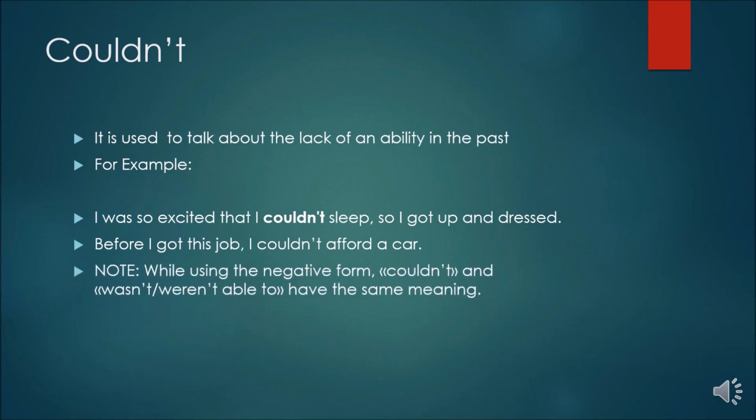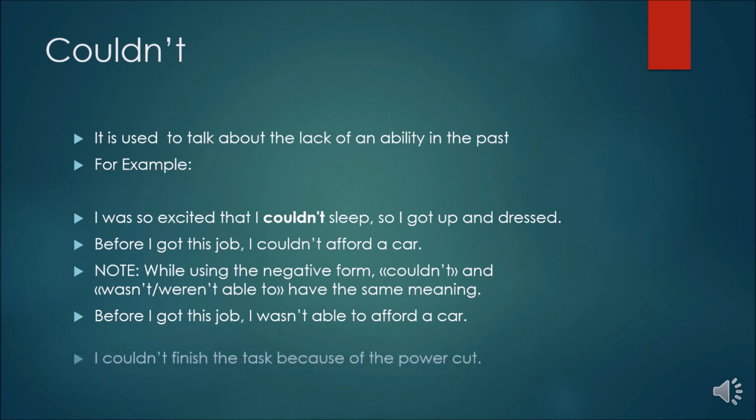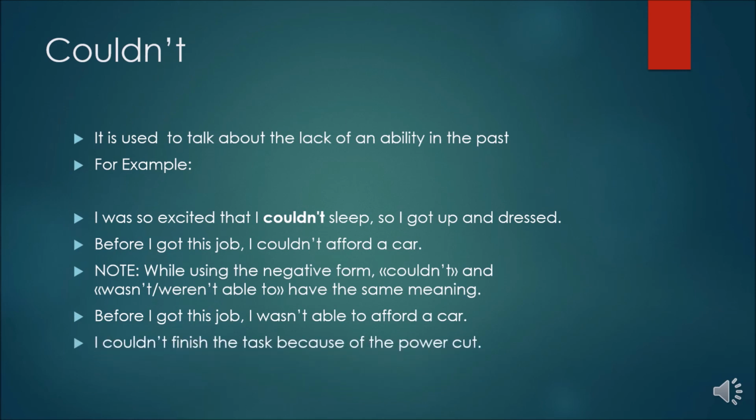So, while using negative form, couldn't and weren't able to have the same meaning. So, before I got this job, I wasn't able to afford a car is also a correct sentence, or I couldn't finish the task because of the power cut is also a correct one.